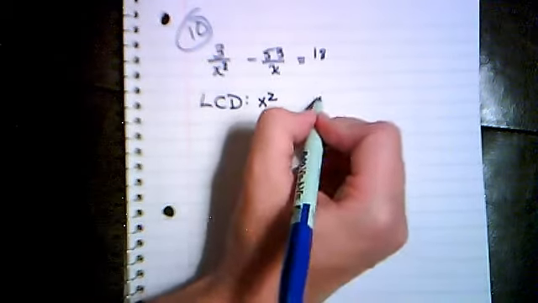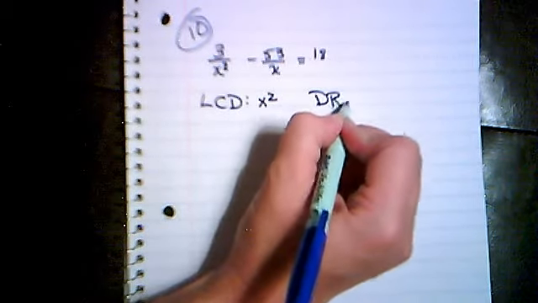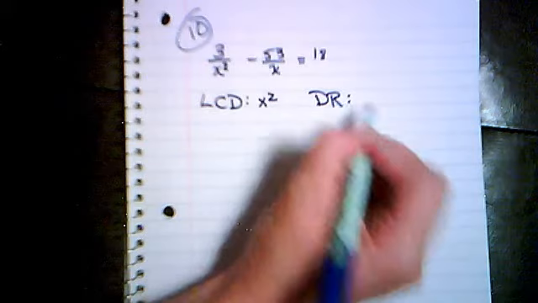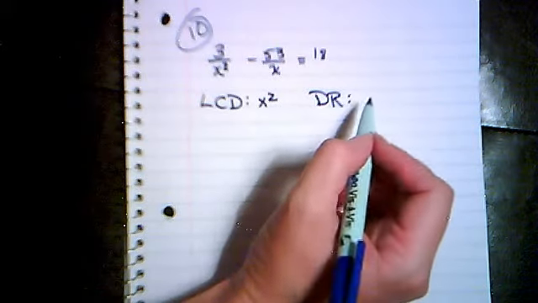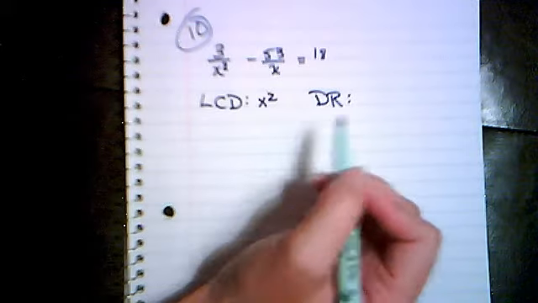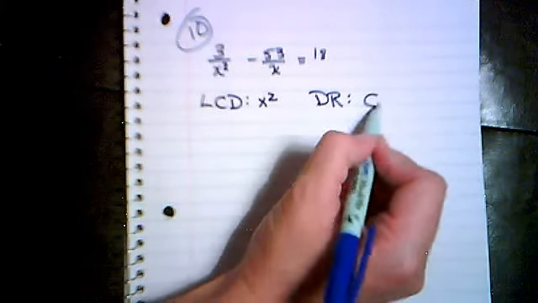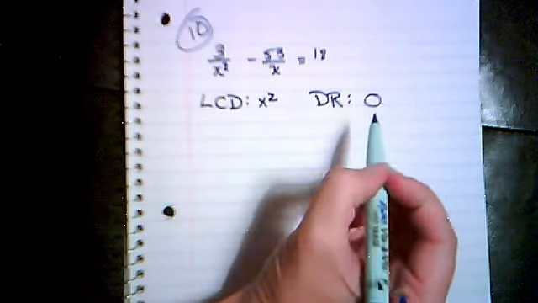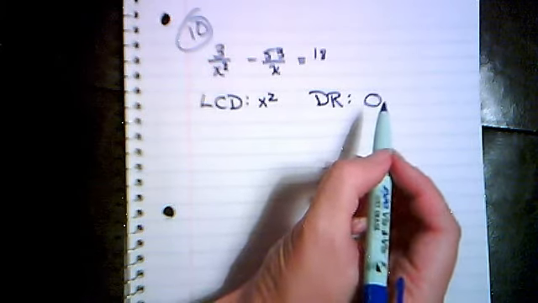That's also going to give us a hint about what our domain restrictions are, because our domain restrictions and our LCD are both based in the denominators. So our LCD needs to be set equal to 0. That means that our domain restriction is 0. In other words, x can be any real number other than 0, so we're going to find out which one it is, but if we get a 0, we have to exclude it.